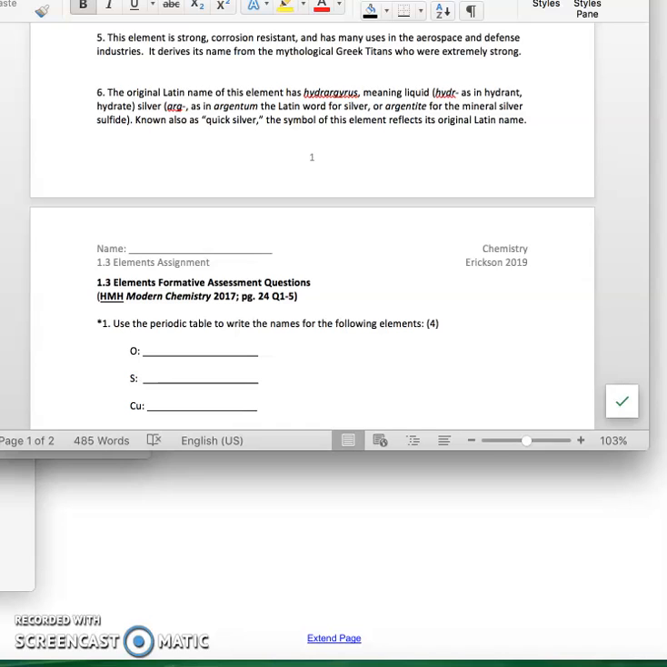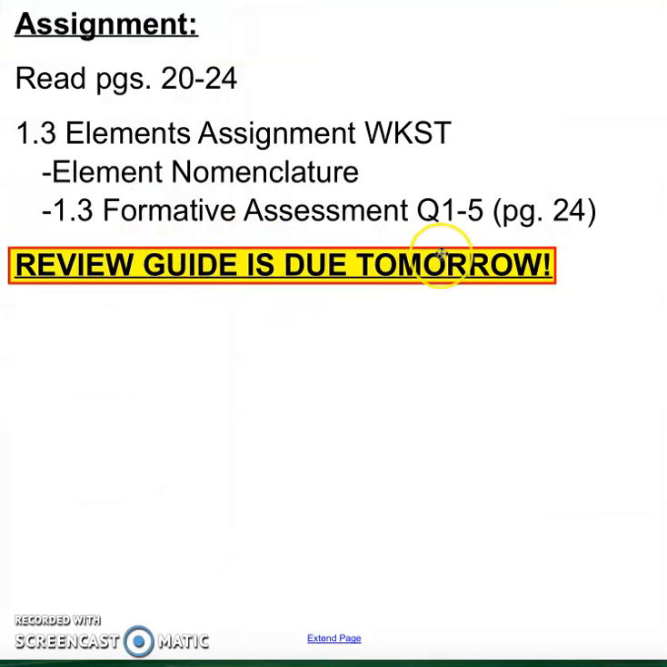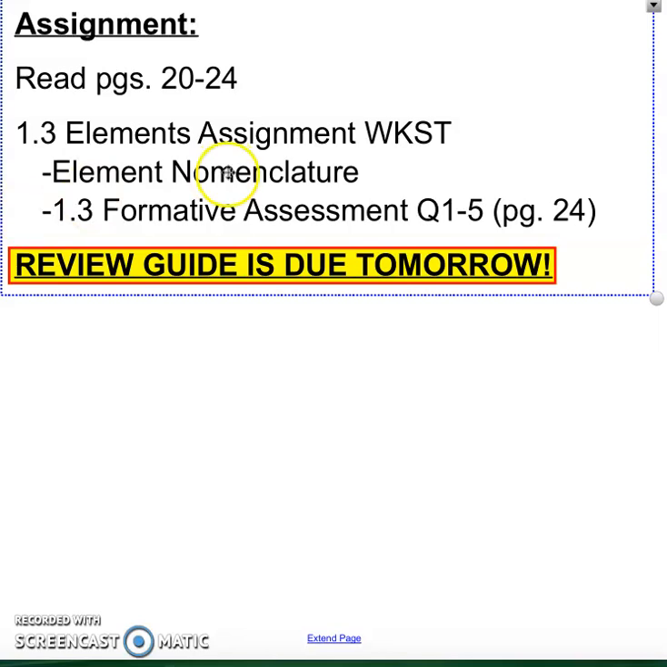Now, I'm going to go back a slide because I'll show you this slide. This is some false information. Your review guide is not due tomorrow. Your review guide is due Friday. But where can you find the information that we just went over? Pages 20 to 24 in your book.